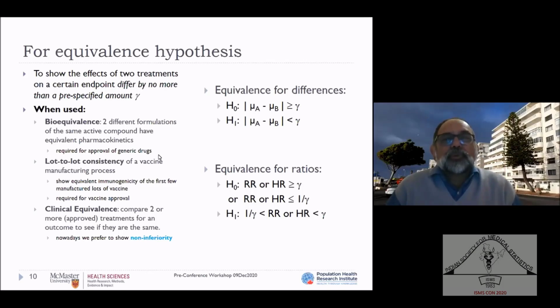Nowadays, we prefer to show non-inferiority because of the one-sided hypothesis being the one of interest. We're not interested so much in the two-sided hypothesis. We're interested not in whether they're similar, but in whether it's not worse than the other one, okay?